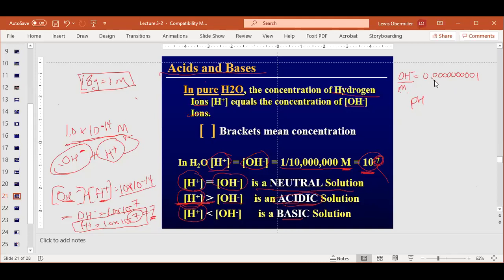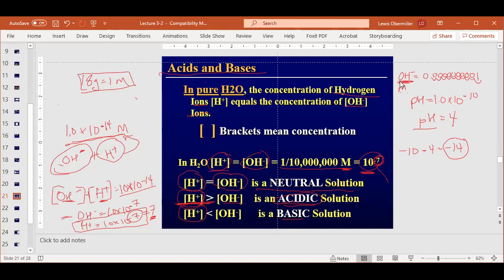So we have to move the decimal 1, 2, 3, 4, 5, 6, 7, 8, 9, 10 to get it to be 1.0 times 10 to the negative. That would be 1, 2, 3, 10 places. So that equals 1.0 times 10 to the negative 10th. So what's the pH of this solution? 4. Exactly, because negative 10 minus 4 equals negative 14, which is what we have to figure out. So the pH here is 4.